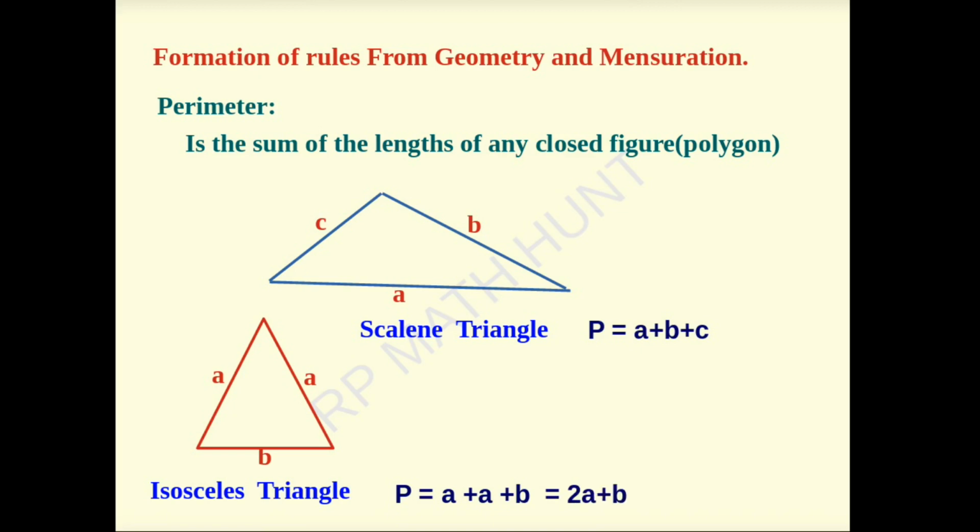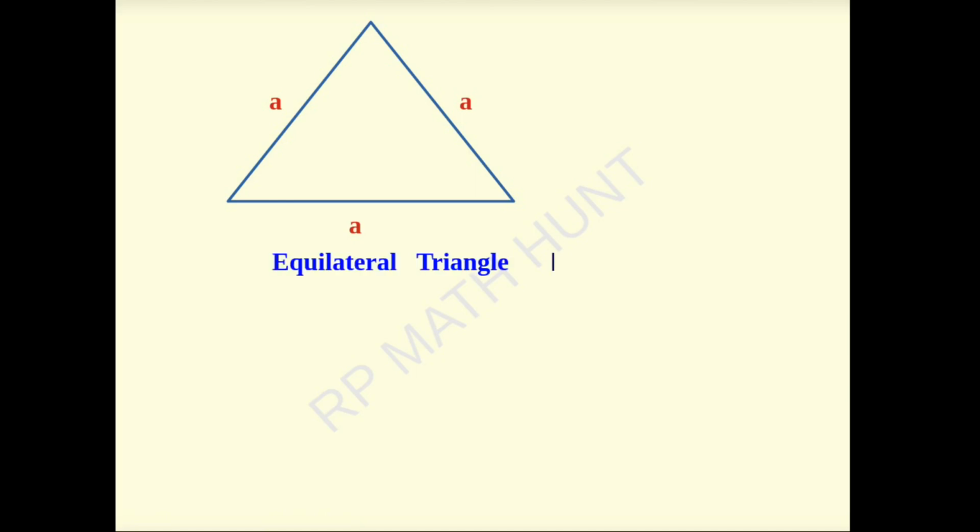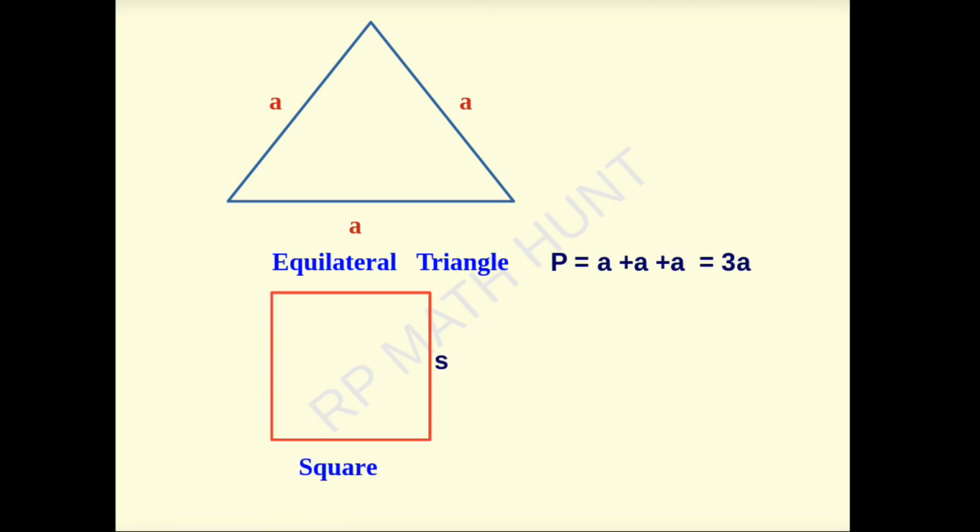2A plus B. And now, equilateral triangle A, A, A. Now, perimeter is equal to A plus A plus A. That is equal to 3A. Now, perimeter of an equilateral triangle is 3A. Now, square. Each side is having S units. Therefore, perimeter is S plus S plus S plus S. That is 4S.